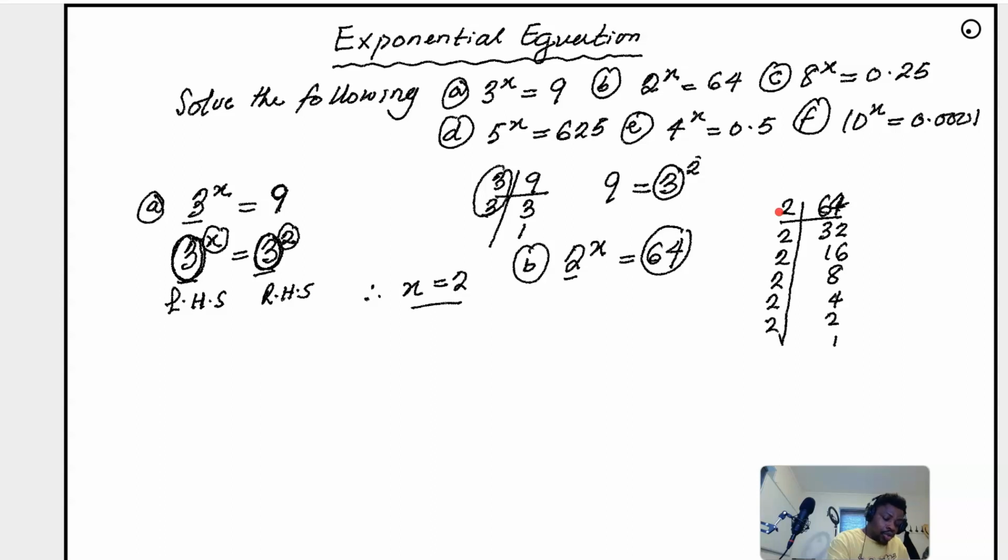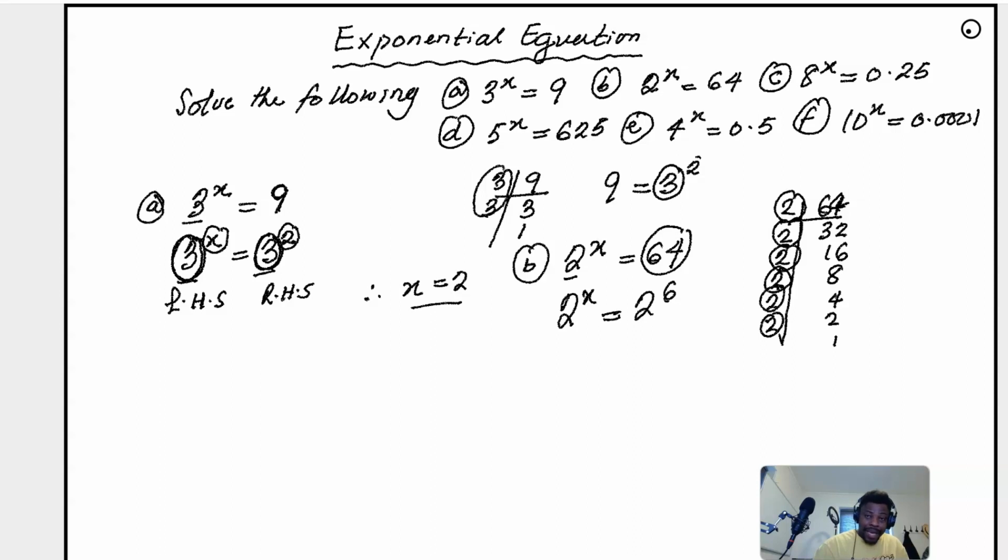So how many times can you multiply 2 by itself to give 64? This is 1, 2, 3, 4, 5, 6. So I have 2 raised to the power x is equal to 2 raised to the power 6. That is what it means.